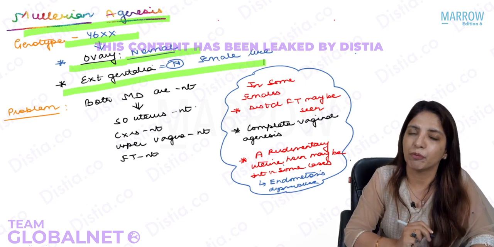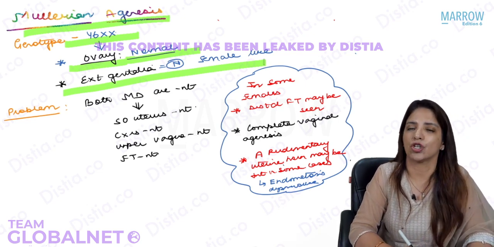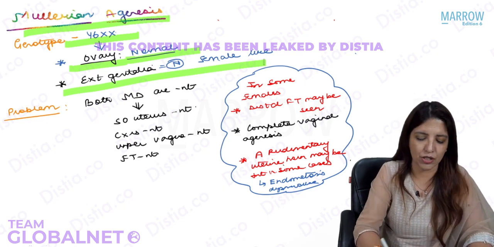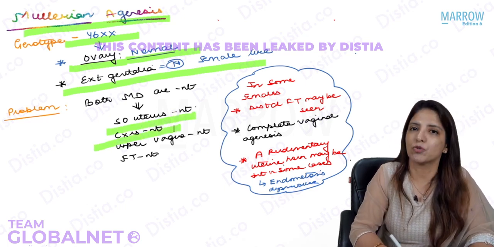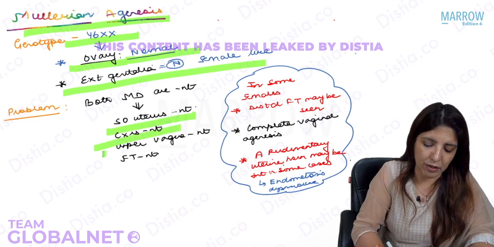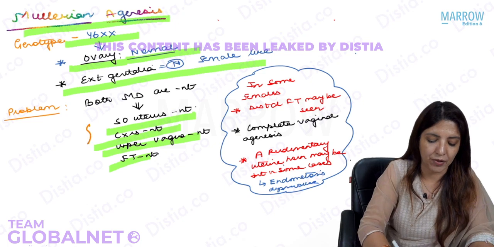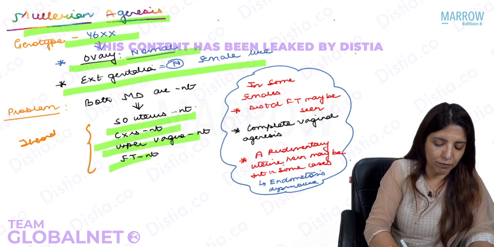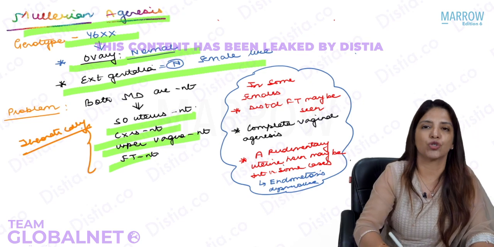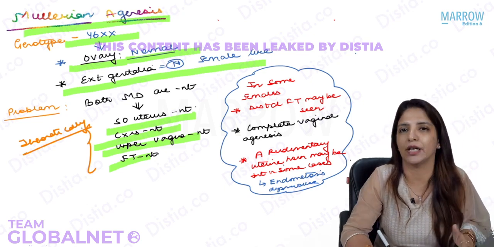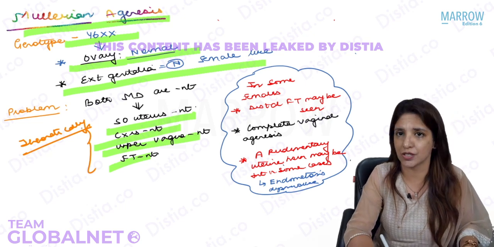Then what is the problem? The problem is that in this condition, both Mullerian ducts are absent, and because both Mullerian ducts are absent, the uterus will be absent, cervix will be absent, upper part of vagina will be absent, and fallopian tube will be absent. This is what is theoretical. Theoretically, we presume that all these structures will be absent because all these structures are derived from the Mullerian duct, and both Mullerian ducts are absent in Mullerian agenesis.